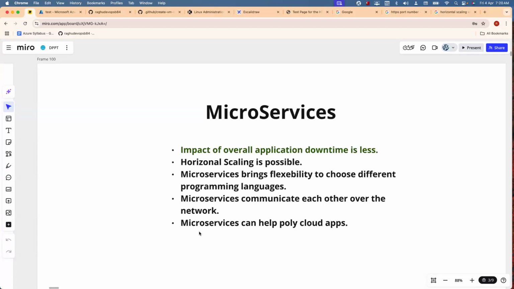polycloud apps. That means some services I can keep in one data center, and some services I can keep in another data center or another cloud. It's all possible.